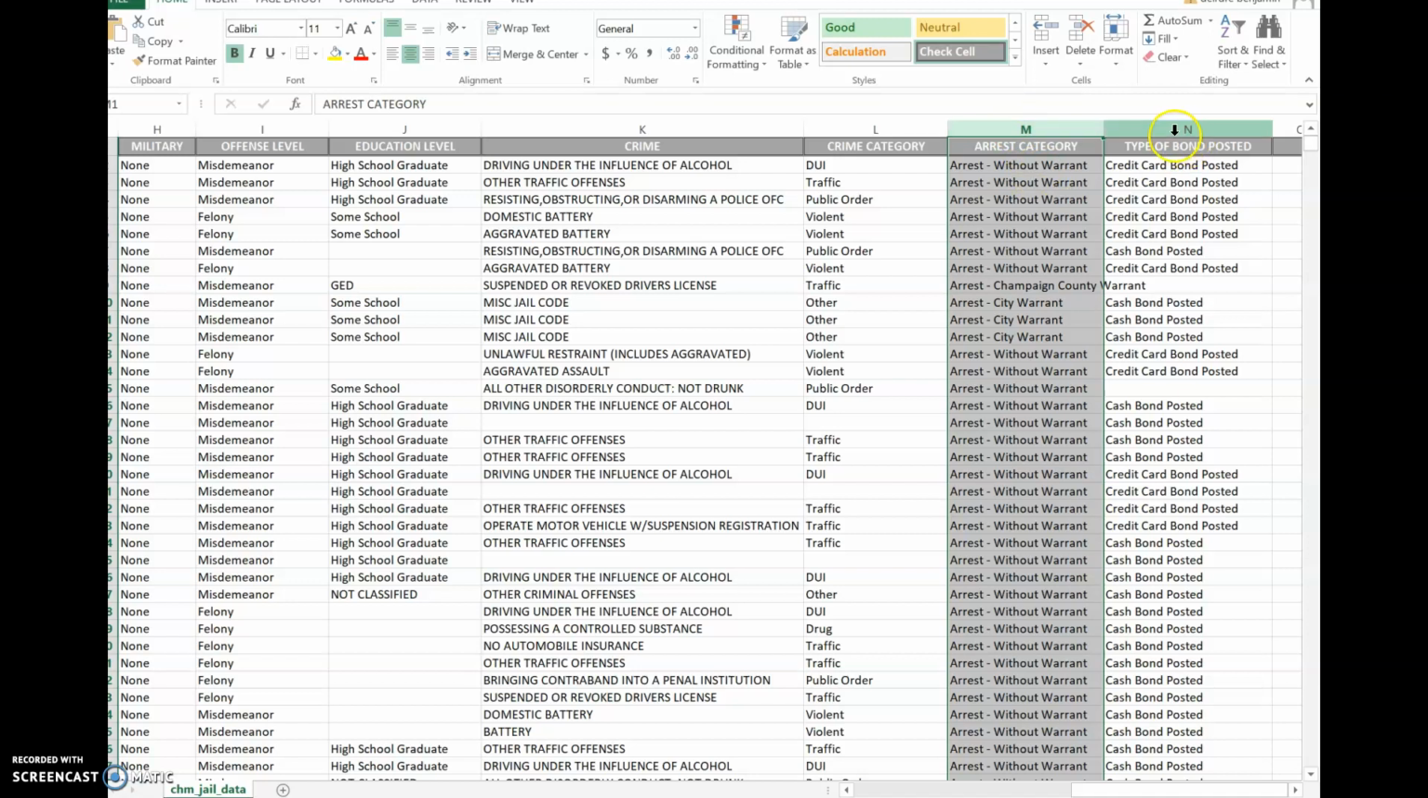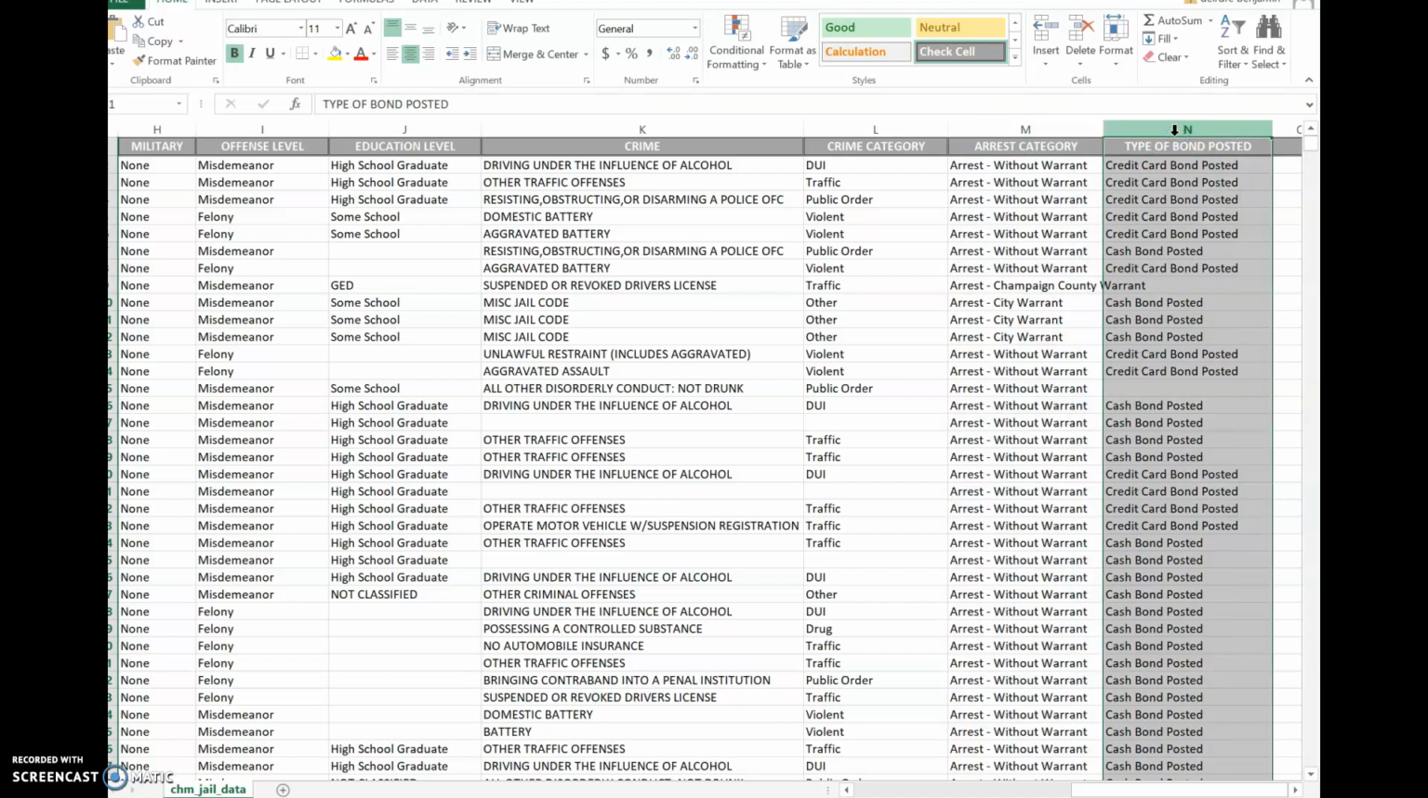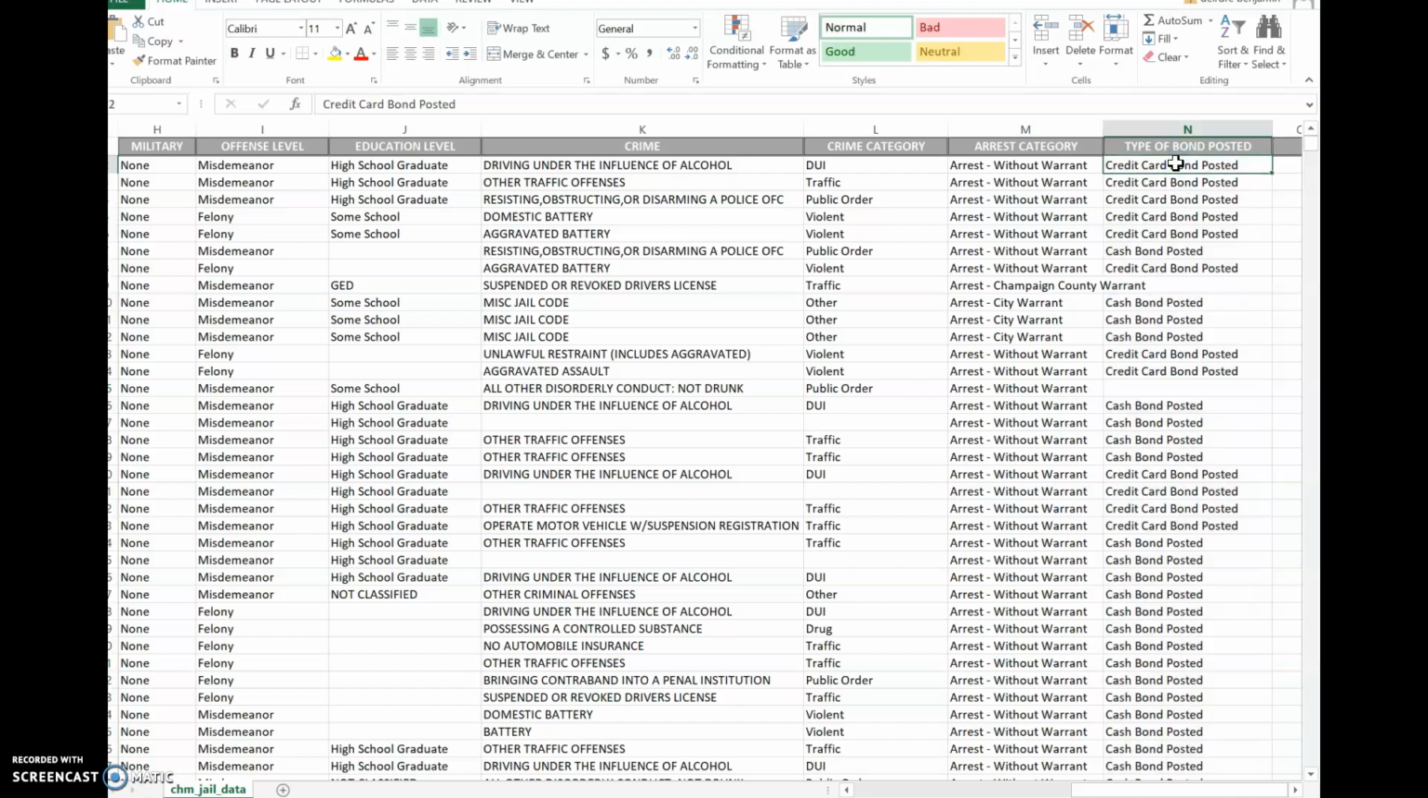The other thing is types of bond posted. So this is types of bond posted. Cash bond, of course, is cash. Credit card bond is non-cash. So remember, when you're putting this information into COUNTIF, you need to be very specific about what it says.